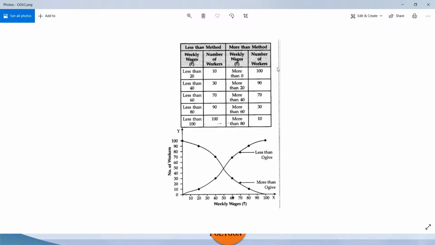Okay. Next, more than 60. More than 60, how many are there? So that we have to calculate here. How can we calculate it? If you do 100 minus 70, then we'll get how many workers are getting wages more than 60. Next and last, we have more than 80. From 100, we have to exclude 90 workers. So that will give you the more than 80 cumulative frequency.